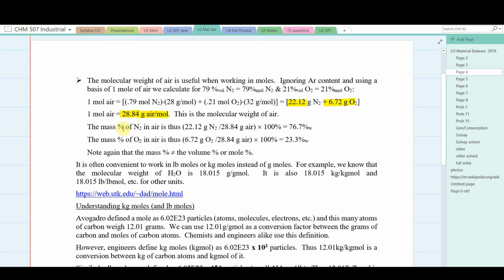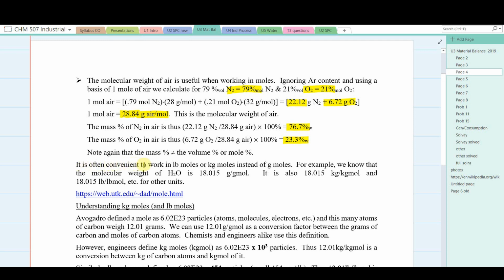Now the mass percent of nitrogen is going to be different than the volume percent or mole percent. The mass percent will be the grams of nitrogen divided by the grams of air times 100, which is 76.7% by weight nitrogen. The mass percent of oxygen is the mass of oxygen divided by the mass of air in a mole times 100, which is 23.3% by weight oxygen. Notice that these are different than the volume percents or mole percents, which are 79 and 21 respectively.